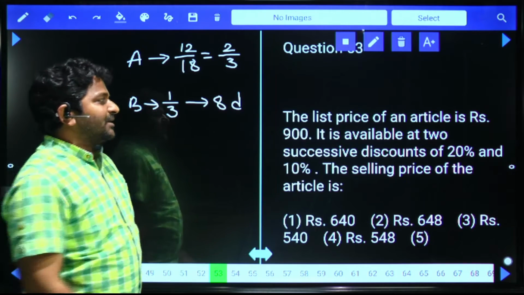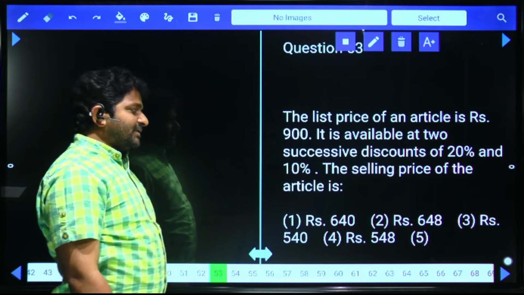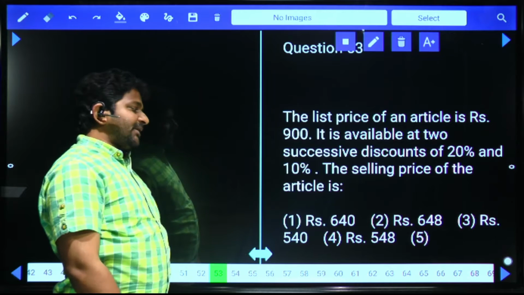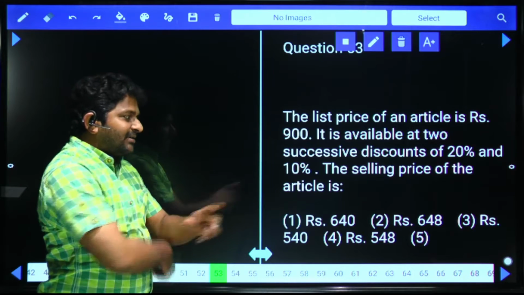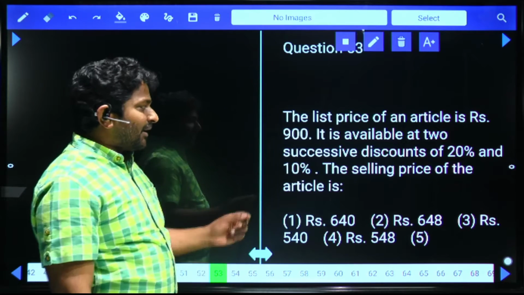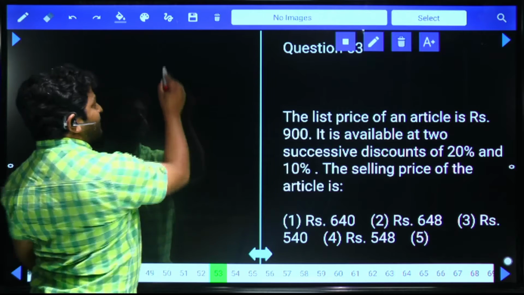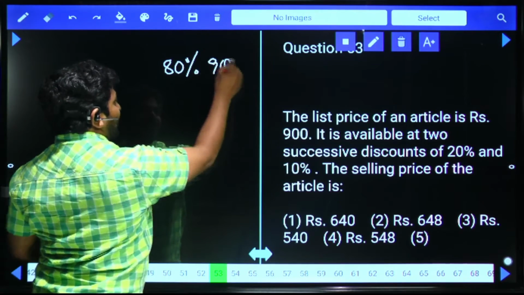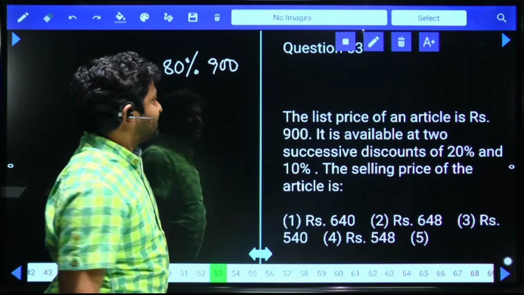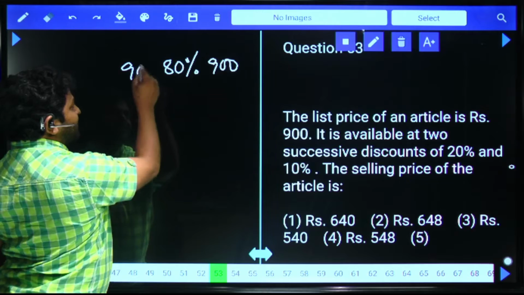The list price of an article is 900. It is available at two successive discounts of 20% and 10%. The selling price of the article? Okay, the selling price of the article. Here we are giving two successive discounts. First time a 20% discount, that is 80% of the market price, and then a second 10% discount, so again 90%.